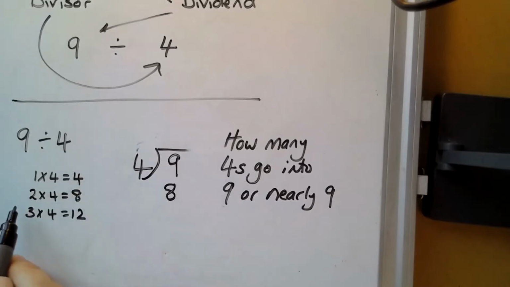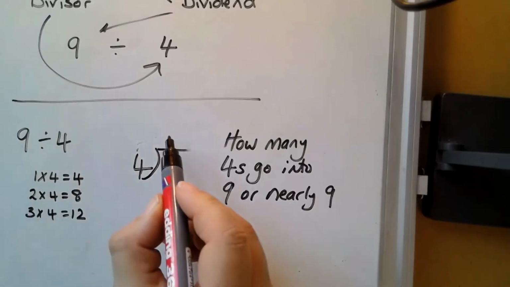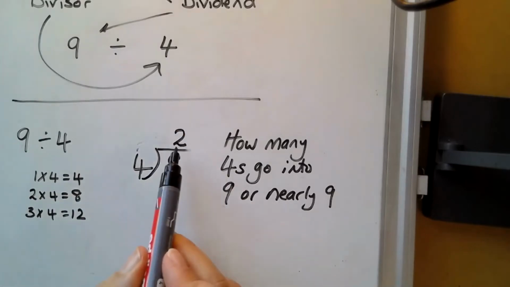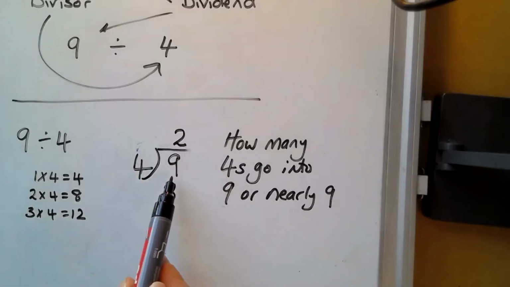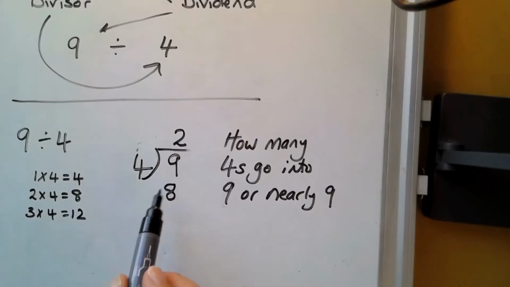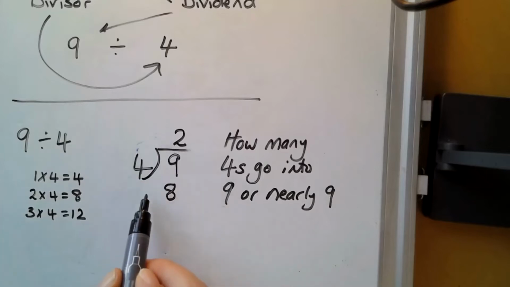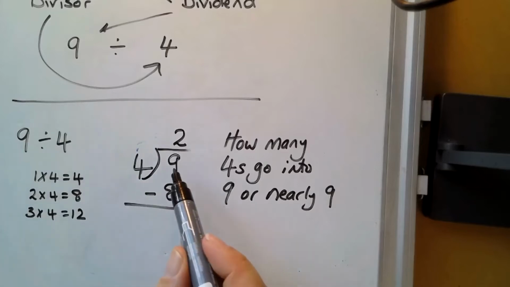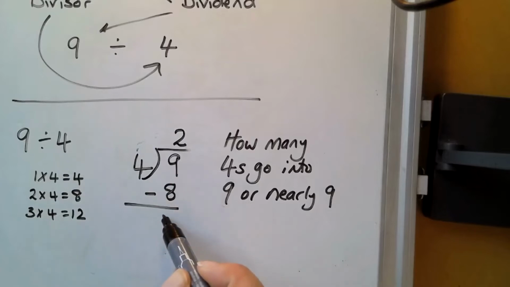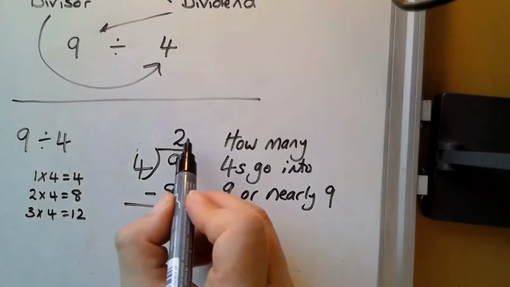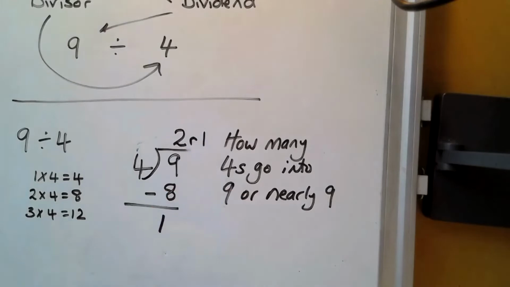Now 8 is 2 lots of 4. We've got the 4 here already, so I put the 2 at the top here. There are 2 4s in 9 or nearly 9. 2 times 4 is 8. So what we do is we take a bite out of that 9 of this 8. We've already accounted for 2 of these 4s, and that's our 8. Therefore 9 subtract 8 gives us 1. And this is what's called our remainder. We say 2, remainder 1. Let me show you with some blocks.